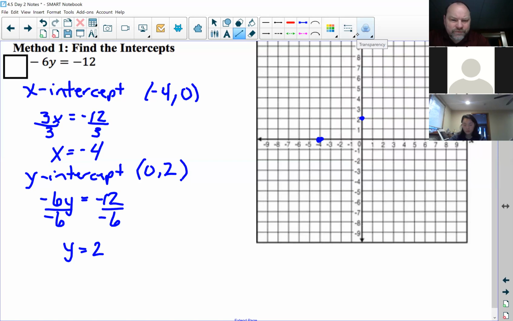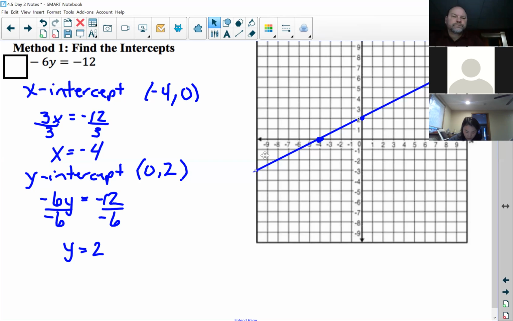And when we graph, there's our line. So that was using the cover-up method, or finding the intercepts.